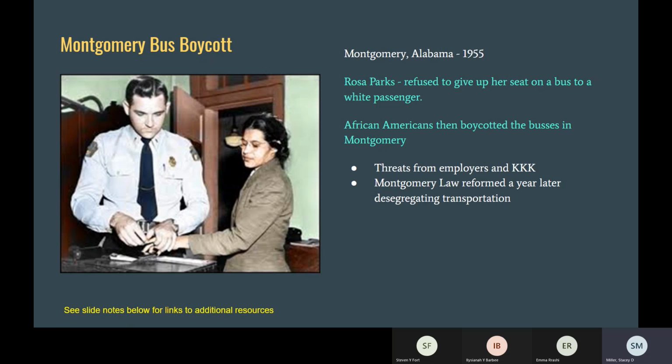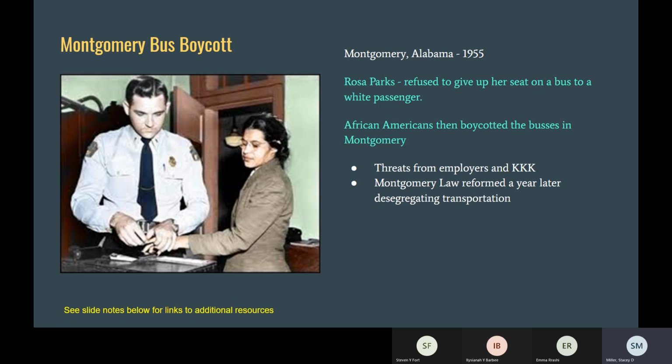It is a really successful and very well done, orchestrated, nonviolent protest, though. In fact, so successful that within a year, Montgomery law desegregated the transportation system. Many of you might not know this, but Rosa Parks was actually not the first black woman to refuse to give up her seat, though this seems to be the way that it's always perceived.